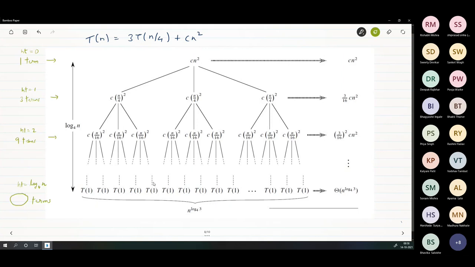I am not asking about the cost or anything. Cost is on the right hand side. That is the leftover term, Cn squared, 3 by 16 Cn squared. I am simply asking for the number of these nodes.